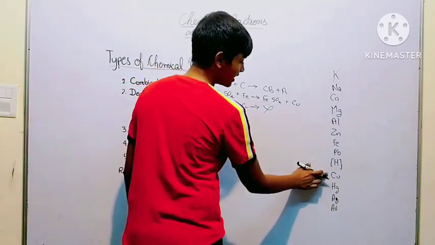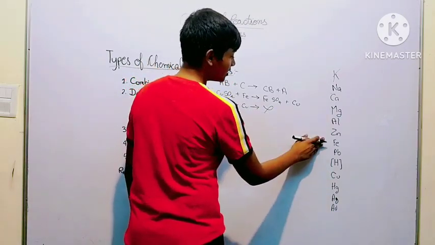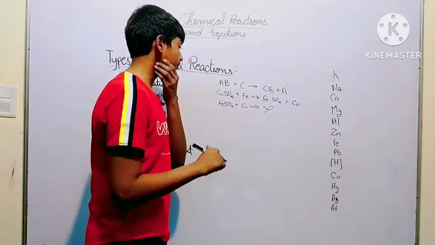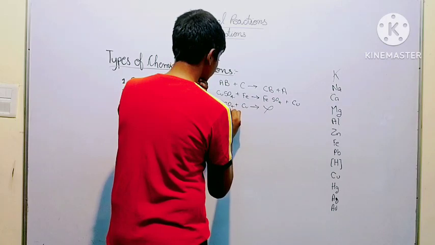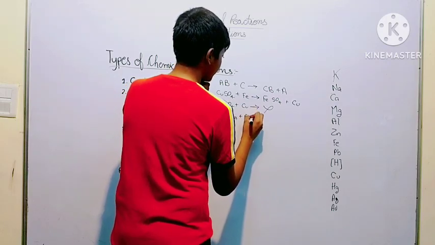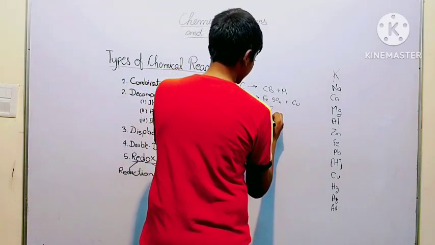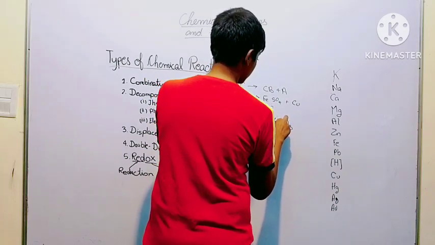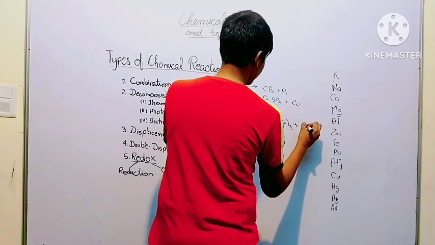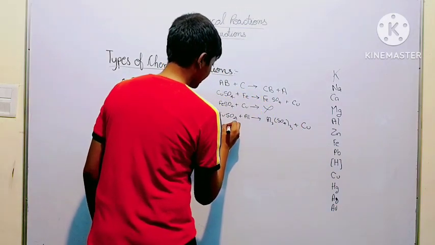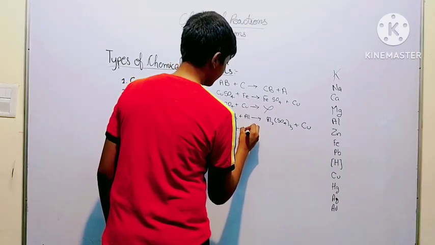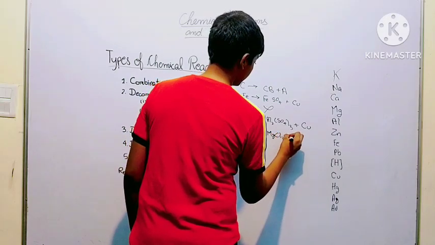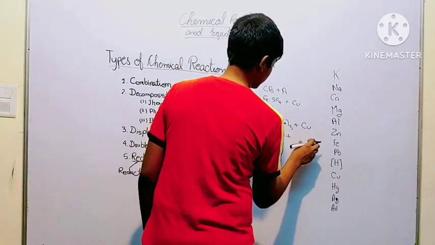Why? Because Cu is a less reactive metal and Fe or iron is a more reactive metal, hence copper will not be able to displace iron from its solution. Other examples could be CuSO4 plus aluminium giving aluminium sulfate and copper, and copper chloride plus Mg giving magnesium chloride plus copper.